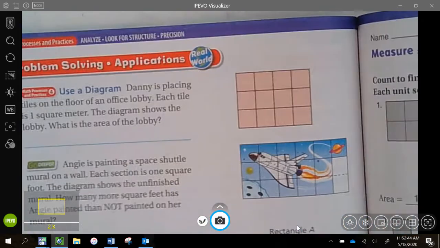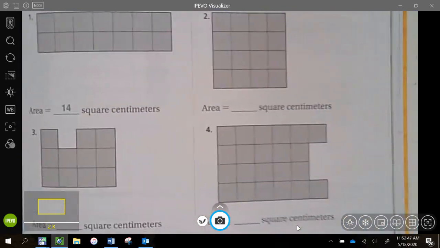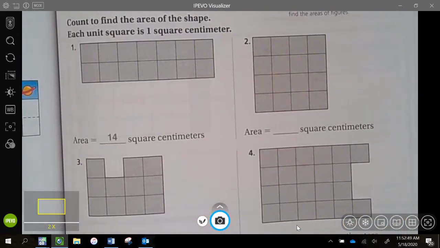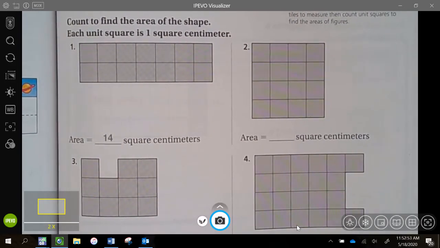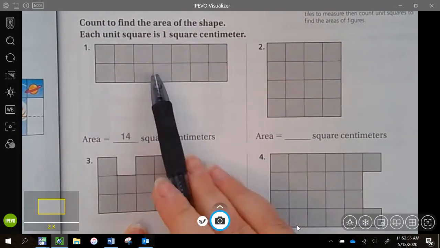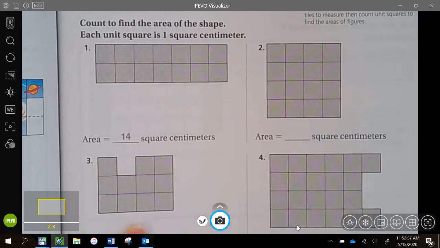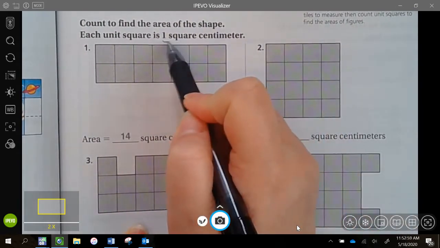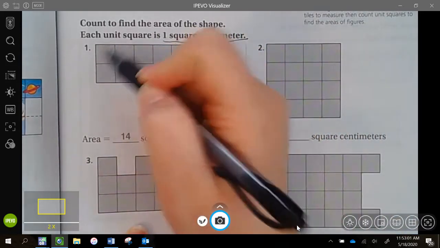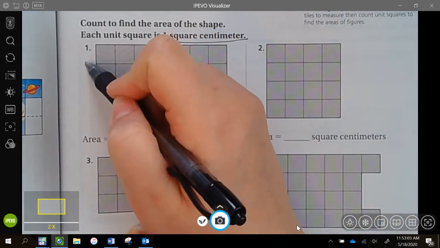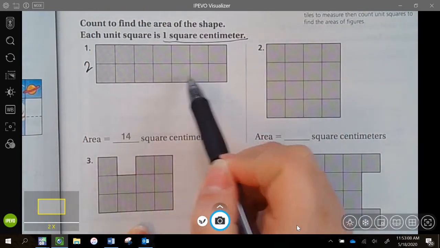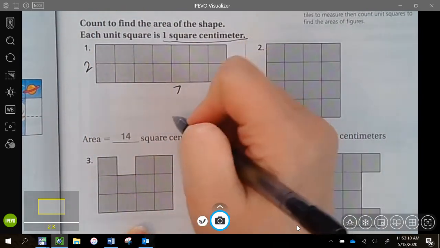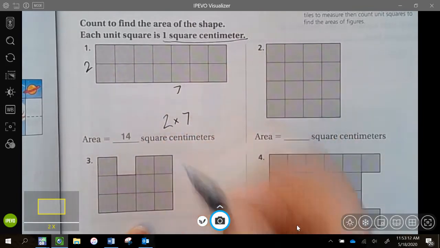We're going to go ahead and measure a couple of these to get our area. Okay, so this one is 14 square centimeters. Again, we're using the unit square centimeter. And an easy way to figure this out is that this is 2 by 1, 2, 3, 4, 5, 6, 7 by 7. And we know that 2 times 7 is 14.